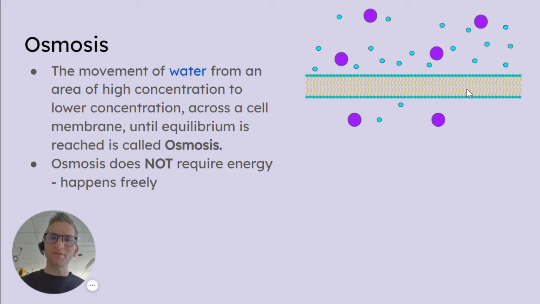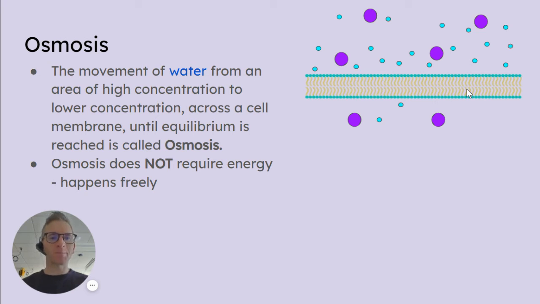Osmosis is specifically a special type of diffusion. It's the diffusion of water from an area of high concentration to an area of low concentration across a cell membrane. It goes until equilibrium is reached. And sometimes that equilibrium is not entirely reachable, but the system will continue to try to reach that equilibrium.